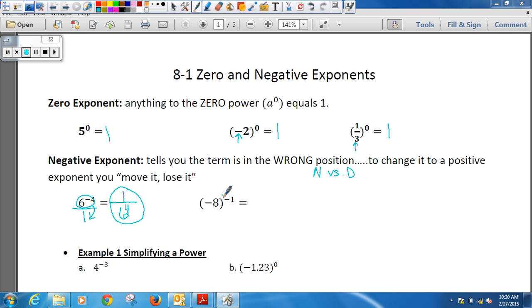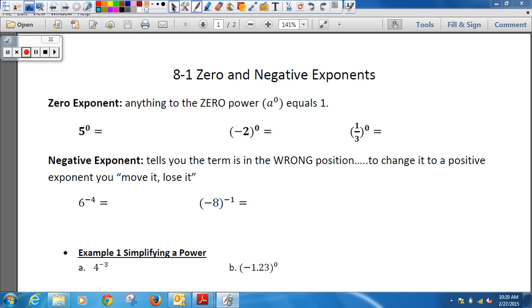The quantity negative 8 to the negative 1st. Again, this has a negative exponent. The entire thing is negative, so I'm going to circle everything. I need to move it and lose it. So I move it to the denominator, and then I lose the negative. Anything to the first power is the exact same thing, so I could write it like this. Either one of these would be correct.